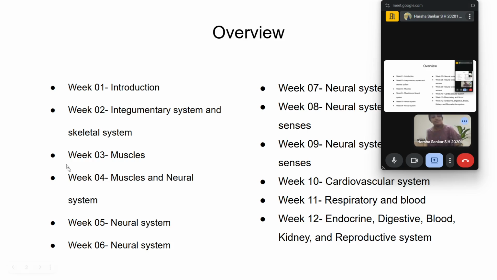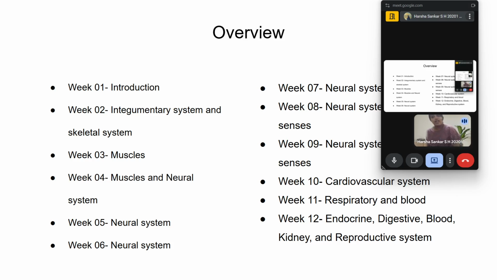And then finally, in week 10, we mainly saw the special senses of the neural system: vision, hearing, taste, all these things. And we continued with the cardiovascular system, where we learned about our heart, what the chambers are, how they are made, and what the peculiarities are.